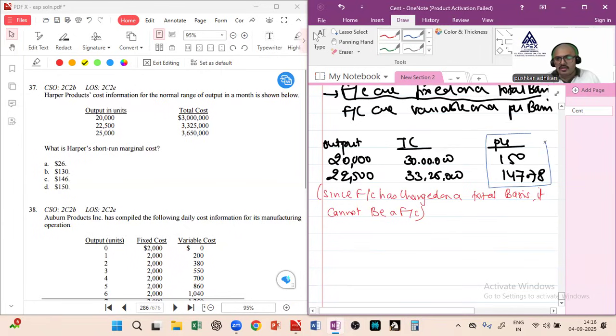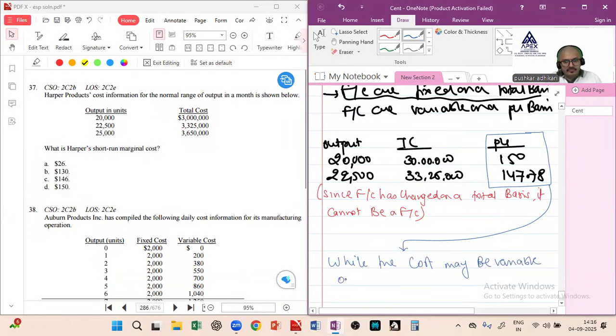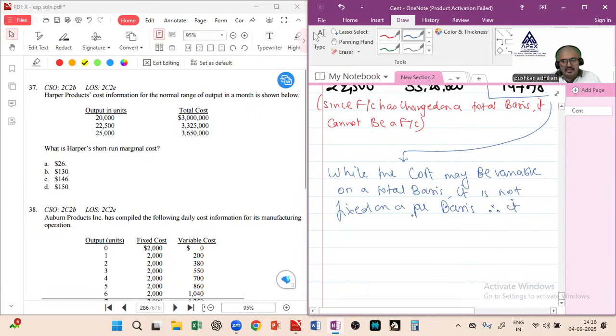Please pay attention over here. So while the cost may be variable overall, or on a total basis, it is not fixed on a per unit basis. Therefore, it cannot be a variable cost.